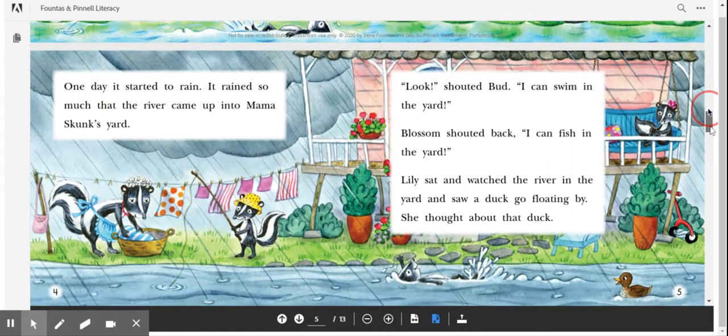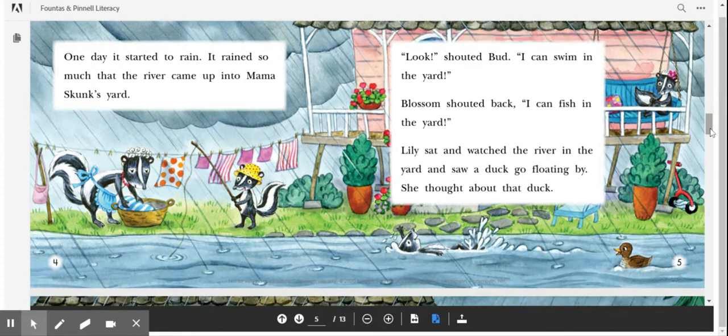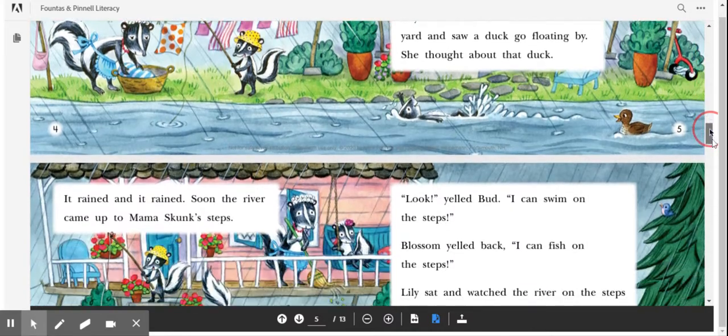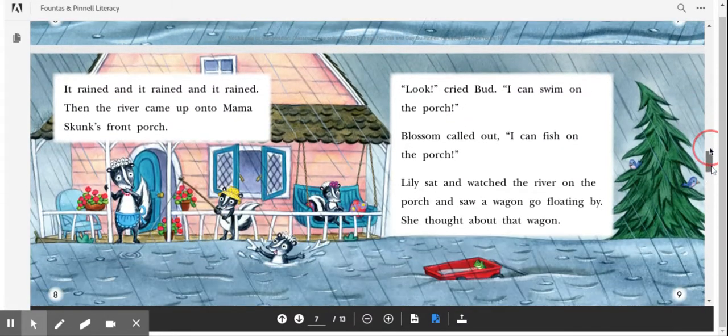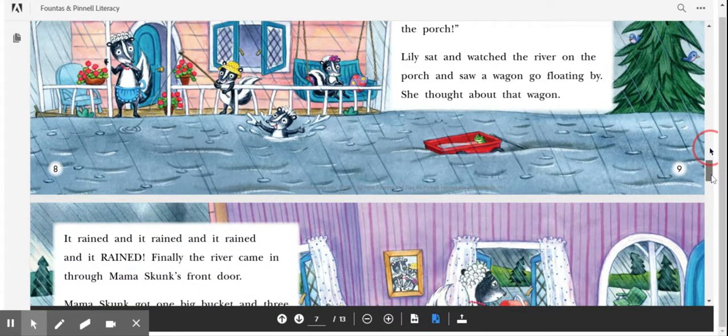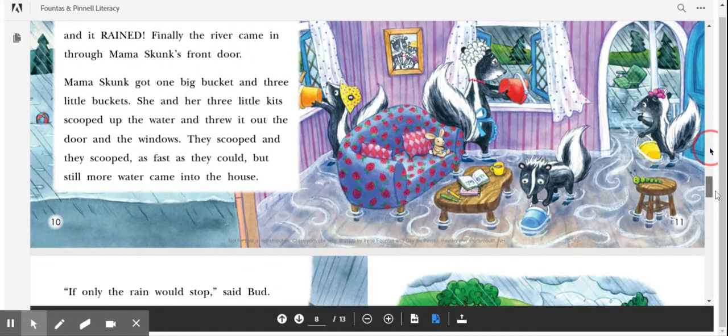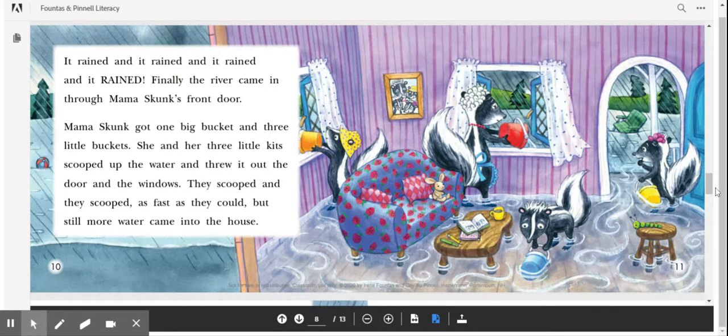You also would have some content that might require some prior knowledge. So I mentioned that this book is about flooding, and certainly if a child doesn't know what flooding is, this book would be a little bit more confusing. Now, there are great illustrations that a child would be able to use to help figure out what flooding is, but it would be beneficial if a child has some prior knowledge on what happens when there's a heavy rainfall.